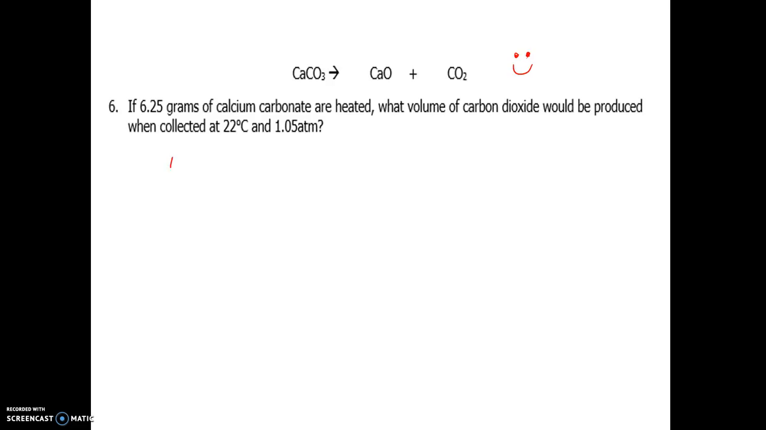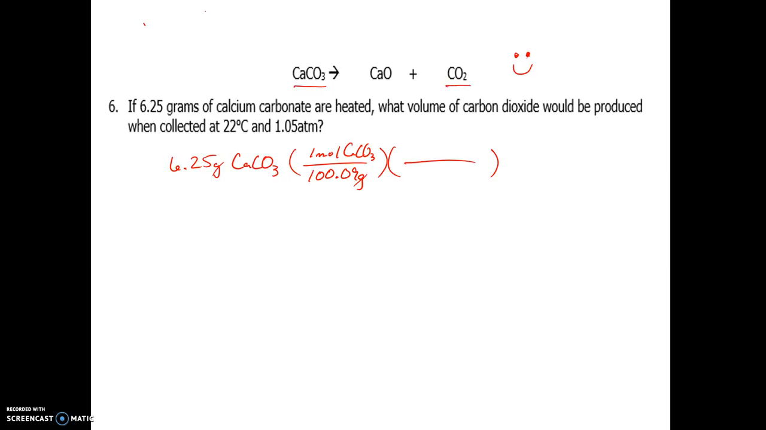So our first step would be looking at our 6.25 grams of calcium carbonate, so CaCO3. Now, our first step would be to convert it to moles. And so we should have 1 mole of calcium carbonate over our molar mass for calcium carbonate, which happens to be 100.09 grams. Now, after we get to moles of calcium carbonate, our next step would then be to go from moles of calcium carbonate to moles of carbon dioxide.